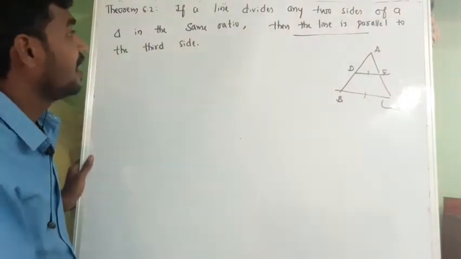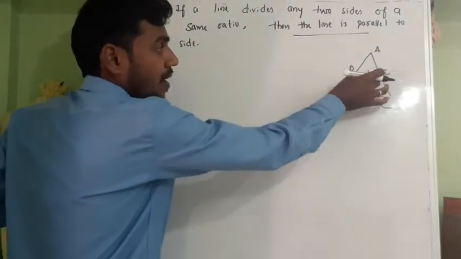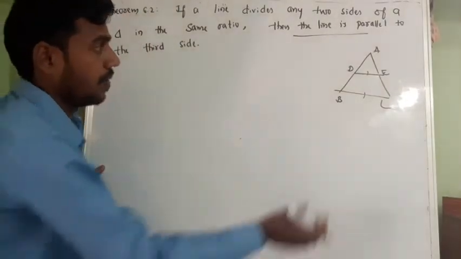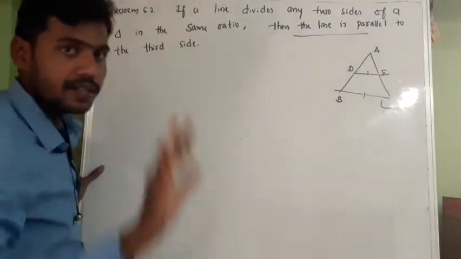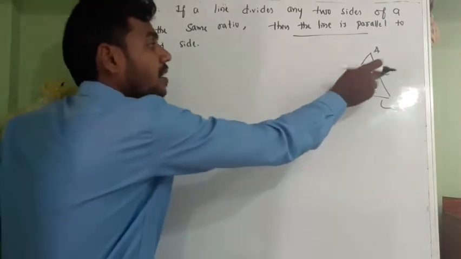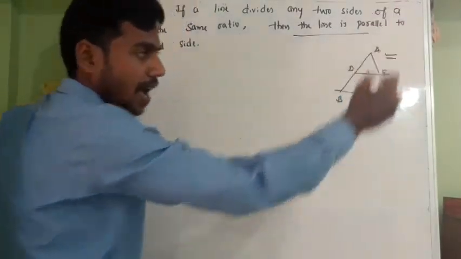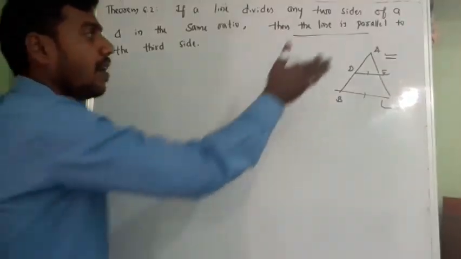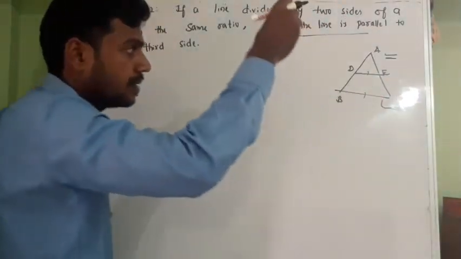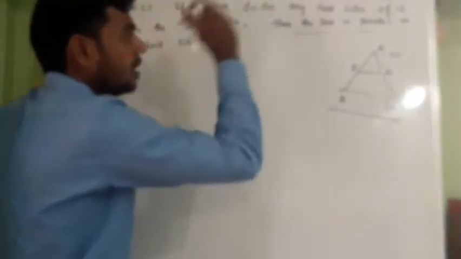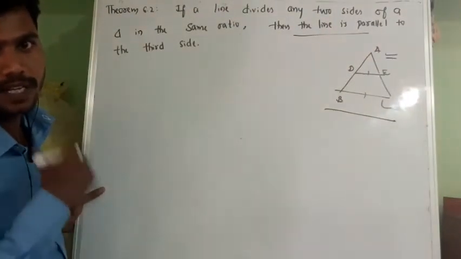What does it state? If a line divides the two sides in the same ratio, then that line is parallel to the third side. In this case, ABC is a triangle, DE is a line which divides AB and AC in the same ratio. That is the reason DE is parallel to BC. This is the meaning of this particular theorem. Please note this down.